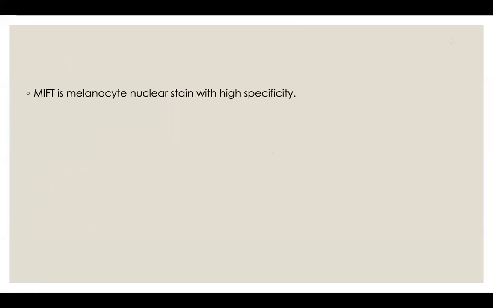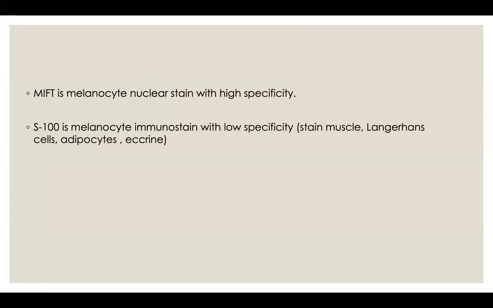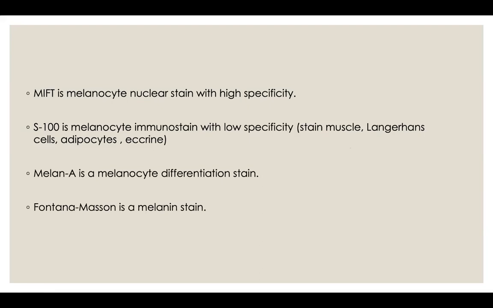Just to revise, MEFT is the melanocyte nuclear stain with a high specificity. S100 can stain lots of things with a very low specificity. It can stain the muscle, the Langerhans cell, the adipocyte, the eccrine as well. Melan A is for melanocyte differentiation, and Fontana is the melanin stain. Okay, so the only one for melanosome is HMB.